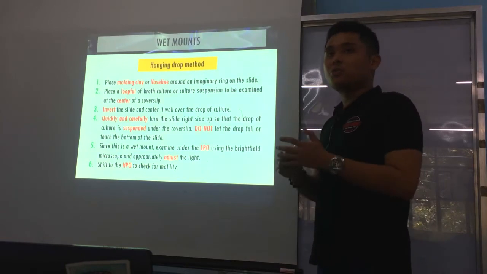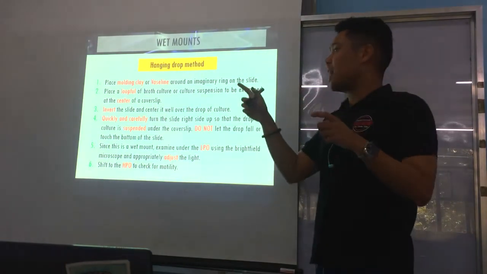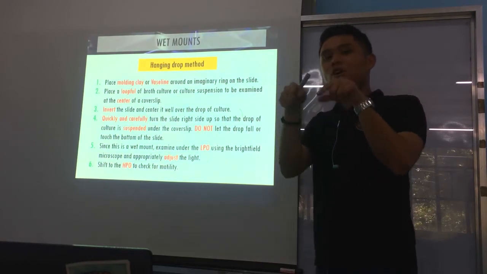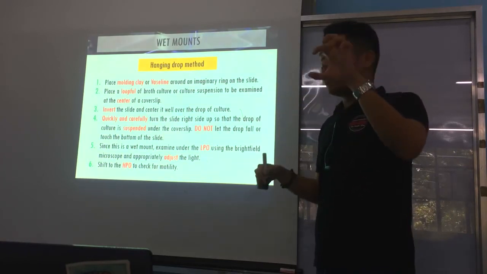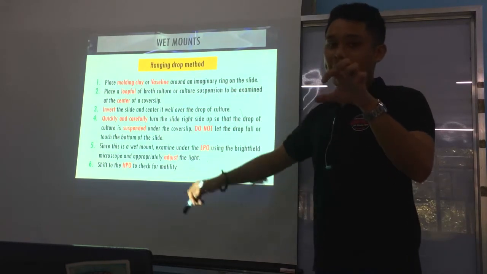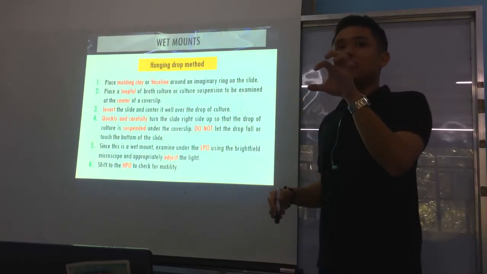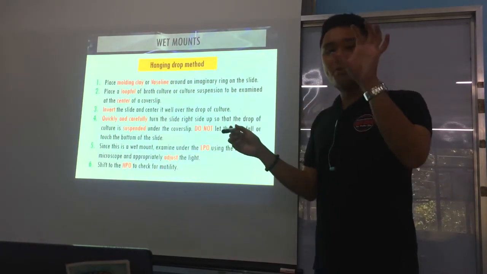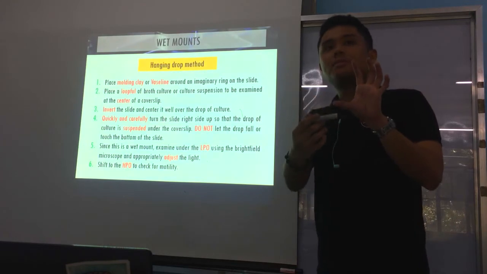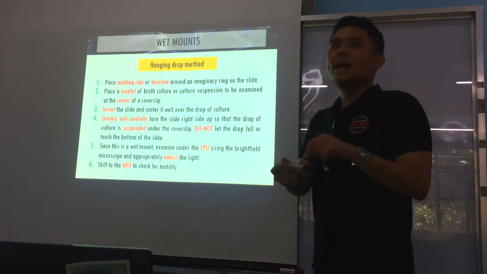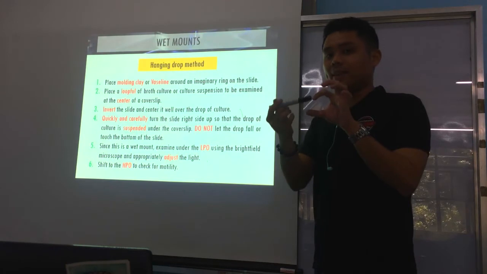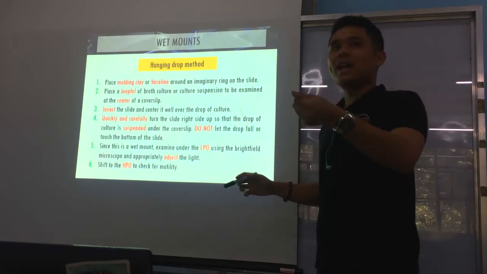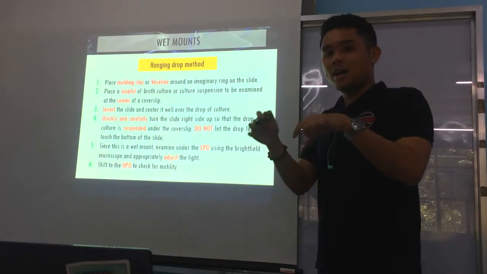Number 1, our procedure is we use molding clay, usually any clay or vaseline, to make a ring. Make a circle out of the clay. Next, take a cover slip, and on the center of the cover slip, using an inoculating loop, take a loopful from a broth with motile bacteria. Then drop it on the cover slip at the center. Next, invert the slide over the cover slip and place it on the molding clay.